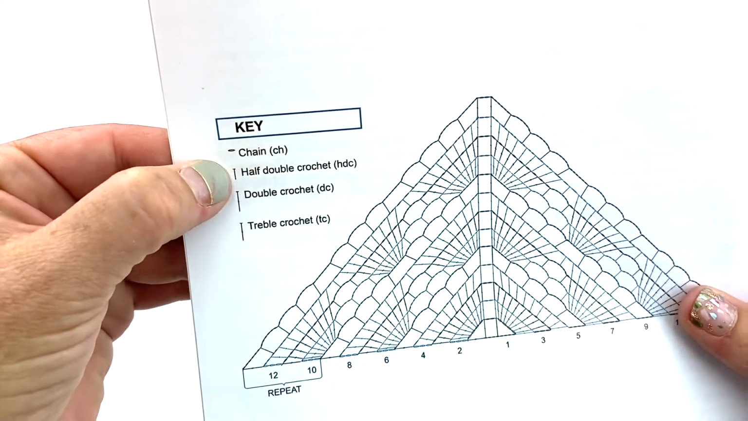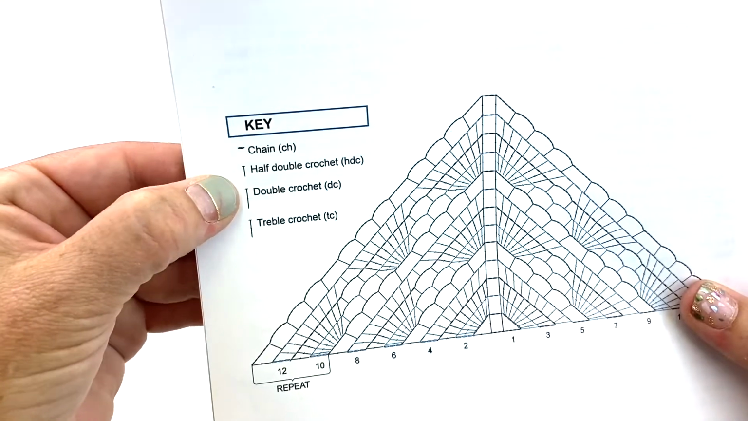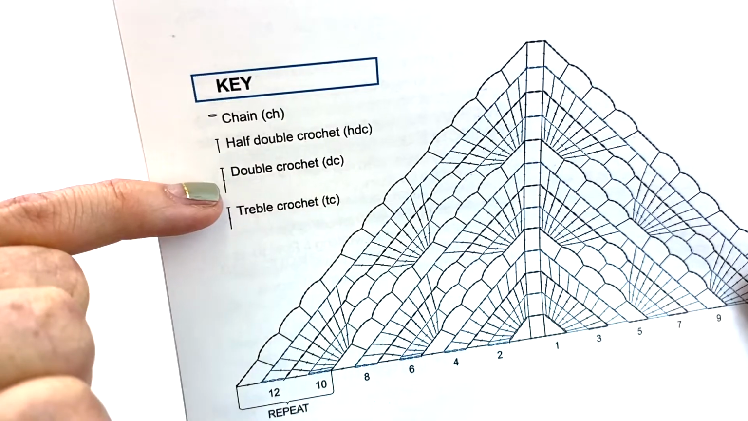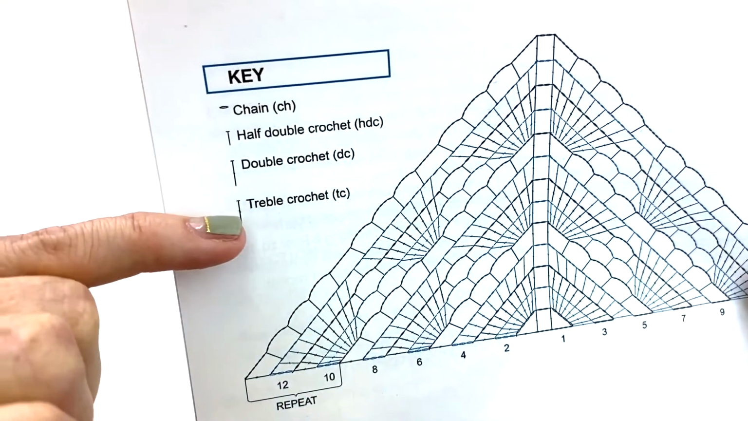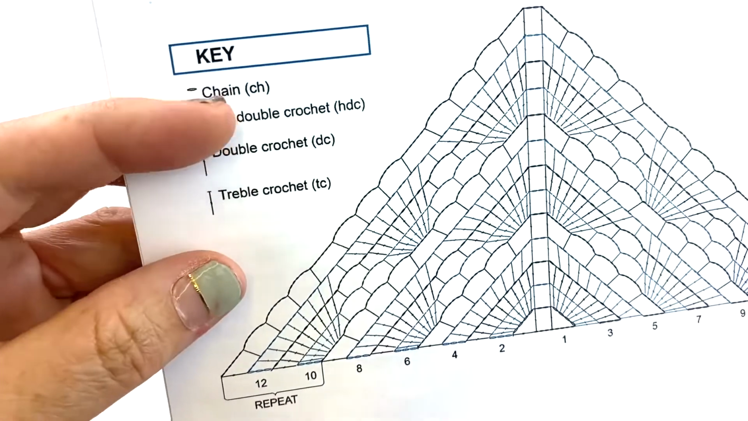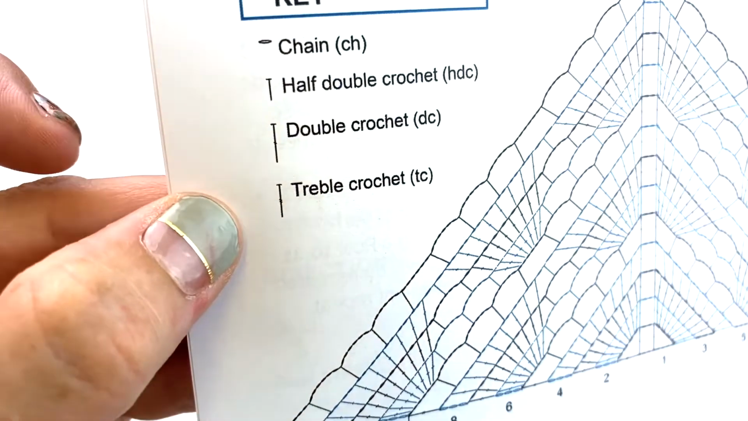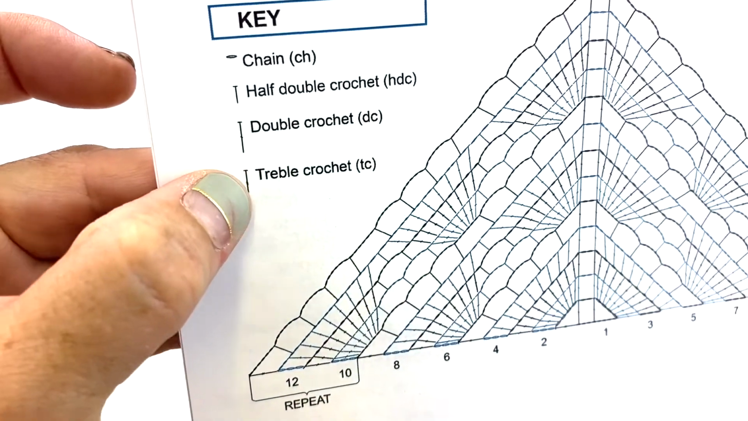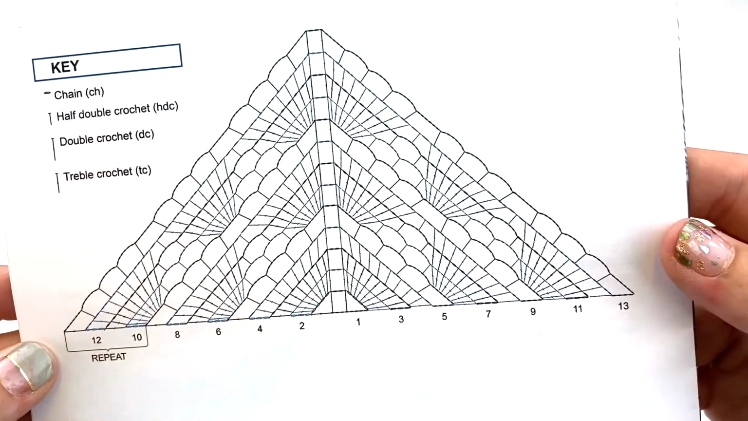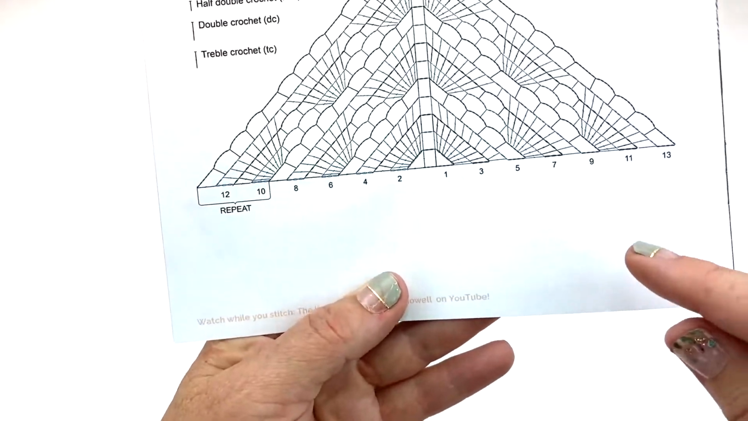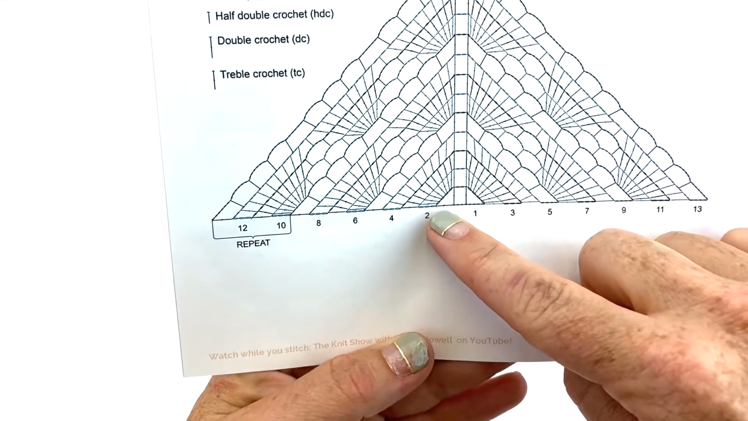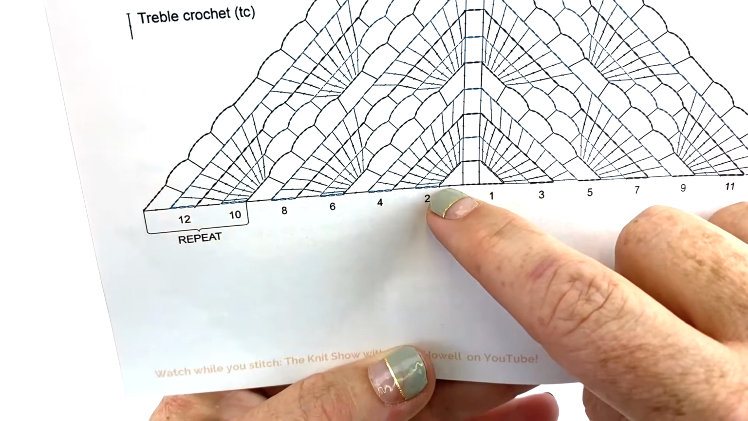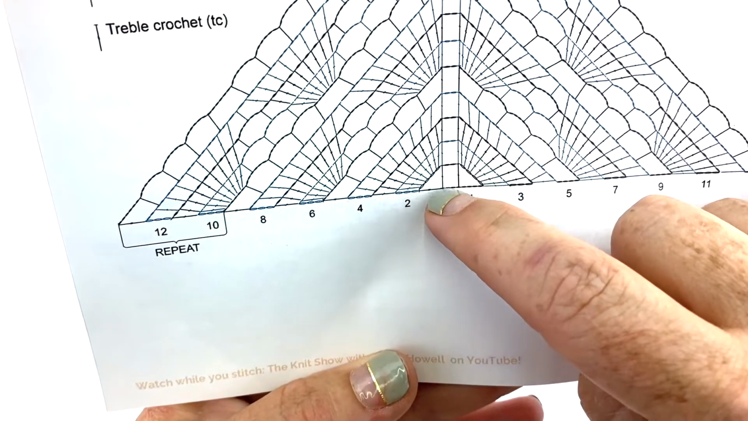For this chart, this little T is a half double crochet. The T with an extra little line under it or through the middle at an angle is a double crochet. And then the treble or the triple crochet, this is a little bit harder to see, has two of those little dashes. So the double has a dash, the treble has two dashes. All right, so for this particular project, as I said, you're starting at the beginning with a chain, and you can see that these are the chains right here.